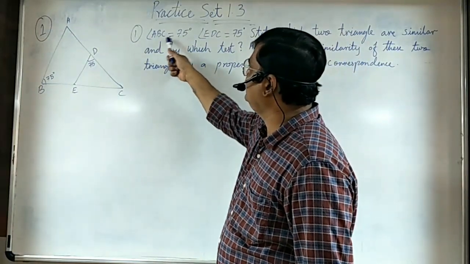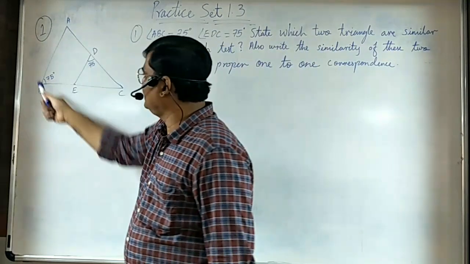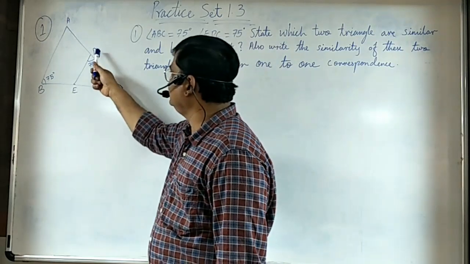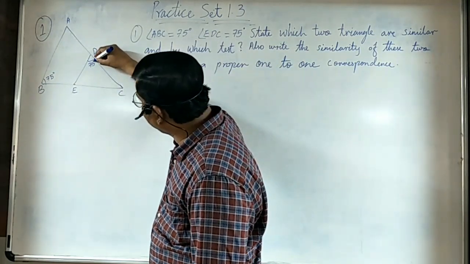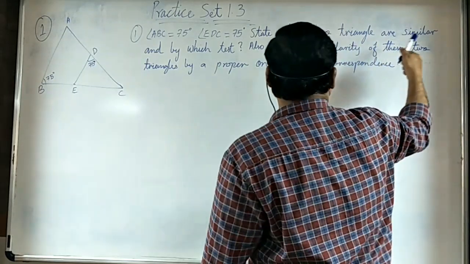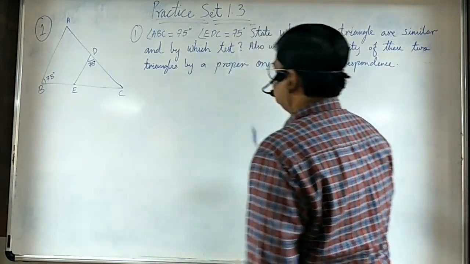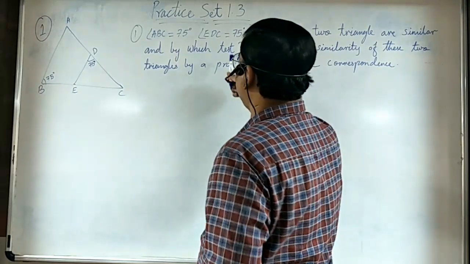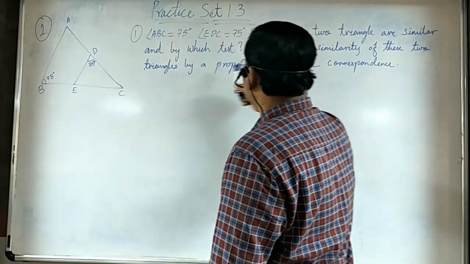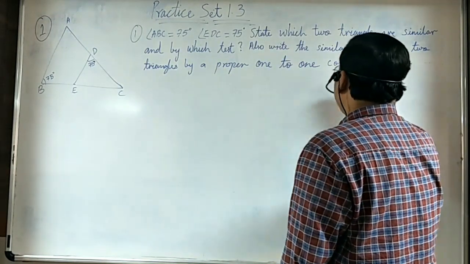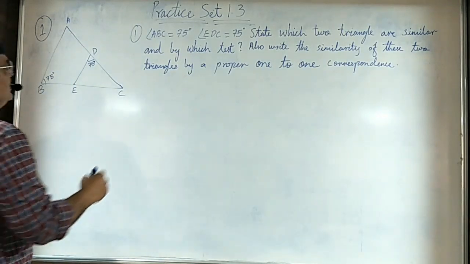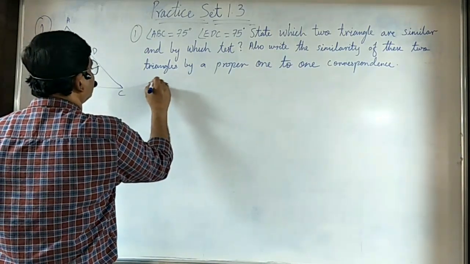Angle ABC is equal to 75. In this diagram, can you see that angle ABC is 75 degrees and angle EDC is also 75 degrees? Both the angles are 75. State which two triangles are similar and by which test. Also write the similarity of these two triangles by a proper one-to-one correspondence.